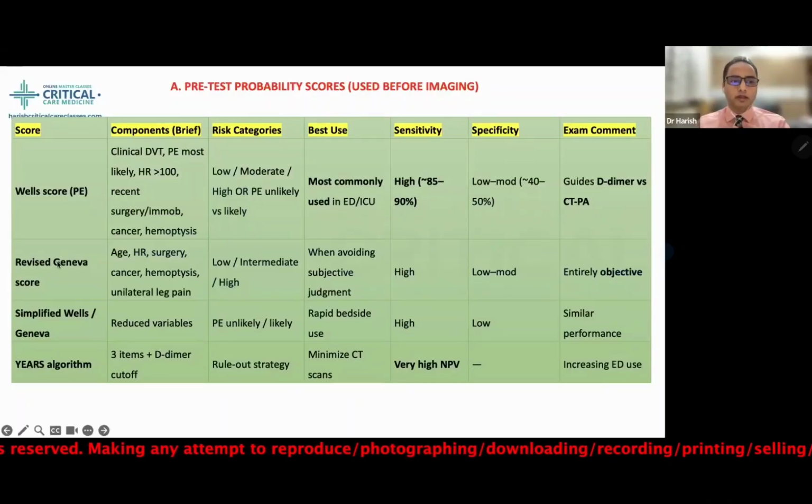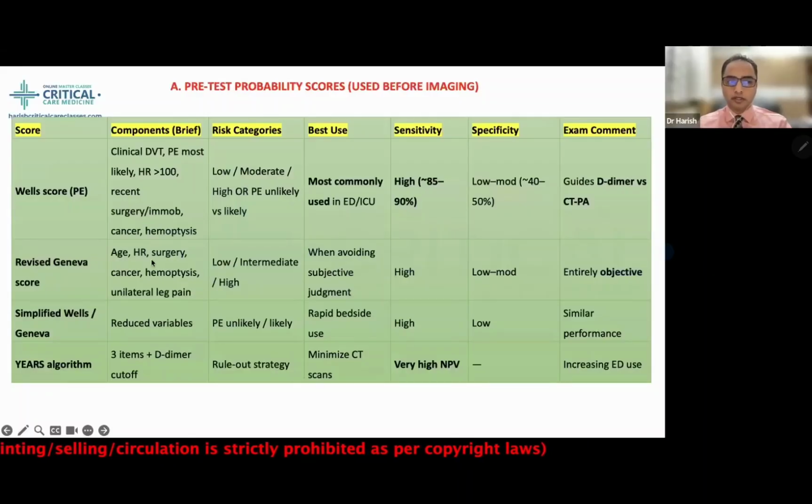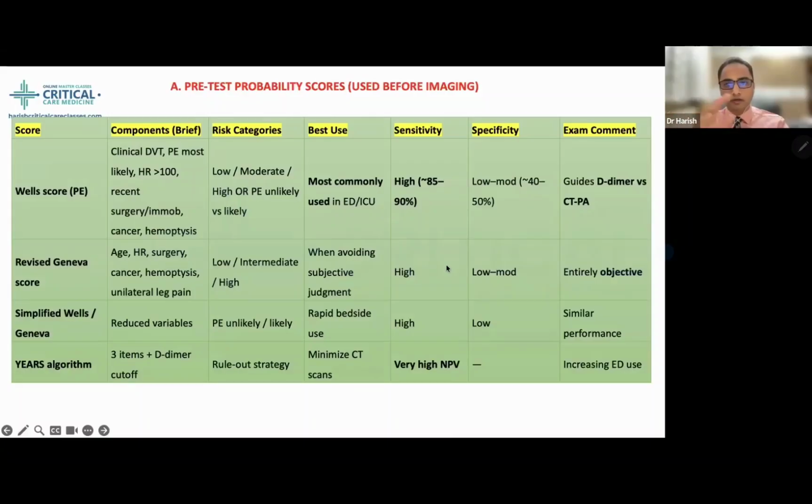Okay. So next is the revised Geneva score. Again, it tells about low probability risk, intermediate or high risk. So when avoiding subjective judgment, you can go for the revised Geneva score. Sensitivity is very high, specificity is low to moderate. It is entirely objective.